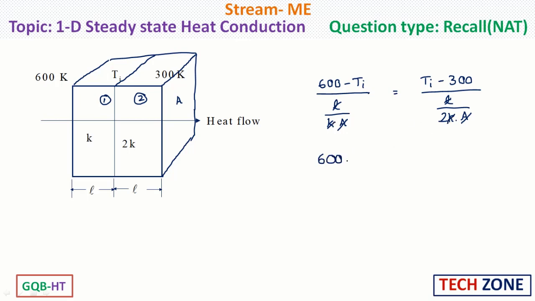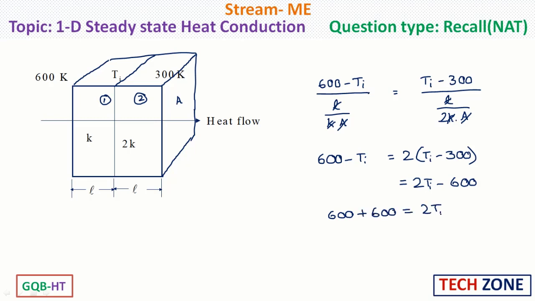We can write this as 600 minus Ti is equal to 2 into Ti minus 300. So this will be 2 Ti minus 600. Now we can write this like this: 600 plus 600 is equal to 2 Ti plus Ti. So from this 3 Ti is equal to 1200. Ti will be 1200 by 3. You will get this as 400 Kelvin. So therefore, the interface temperature is 400 Kelvin.